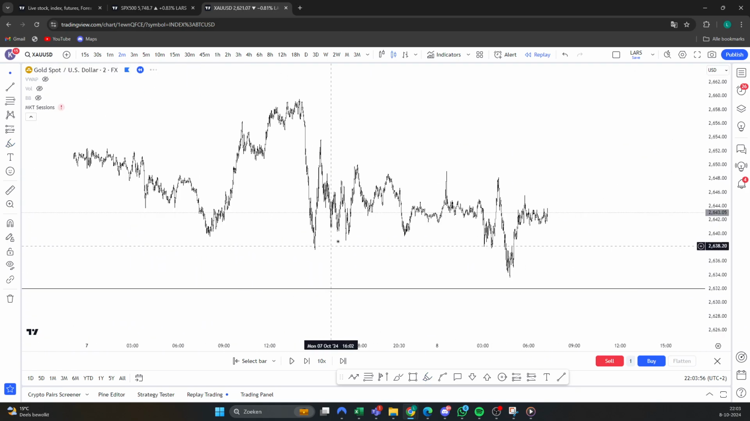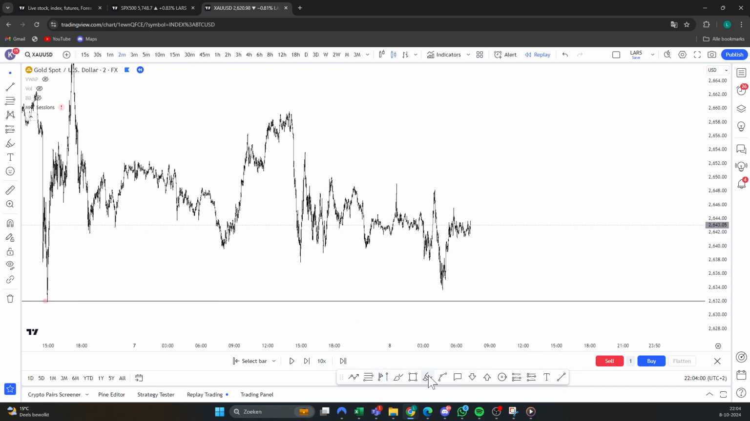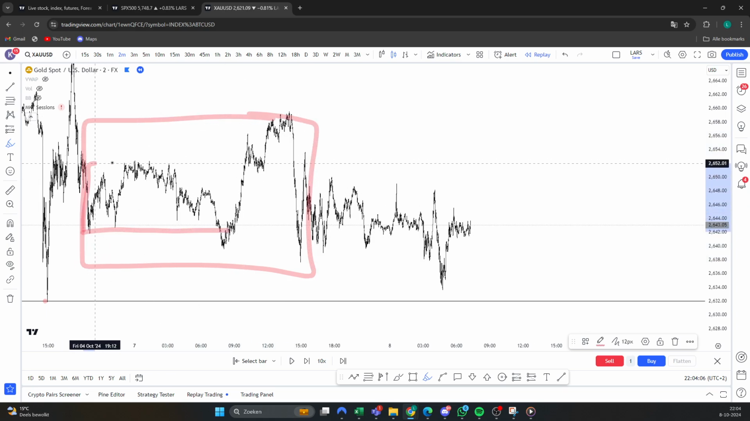Now, from there we had a very aggressive move down. So I kind of saw this as just its own little thing. This was its own thing, where on Monday we had the range here. This was our local range right here.